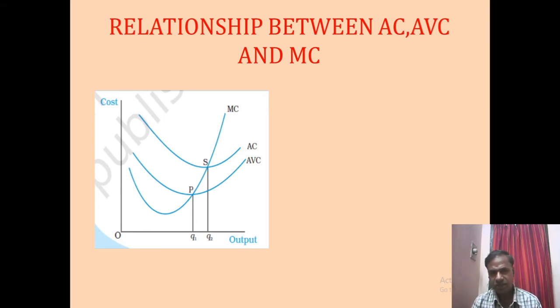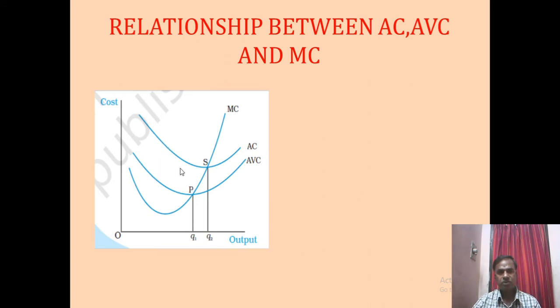And the next one is when the MC is above AC or AVC, both AC and AVC will increase. When MC is above AVC, you see here, MC is above AVC, AVC increases. When MC is above AC, AC also increases. Right? So again I will repeat.